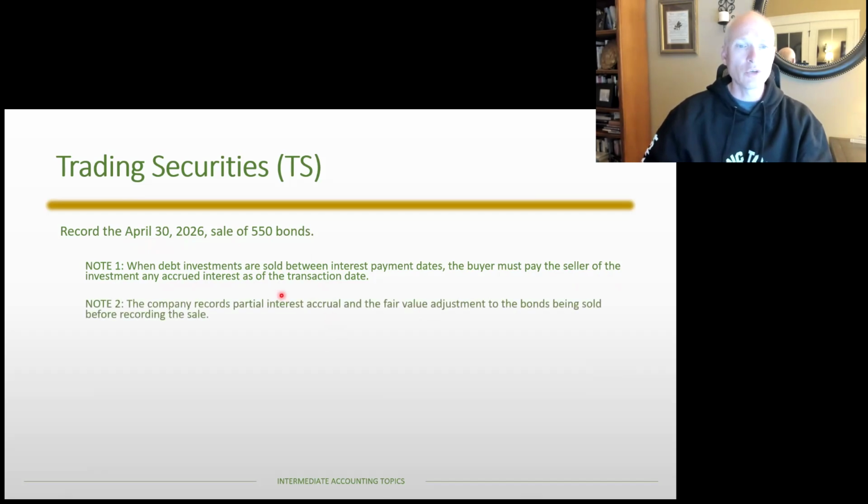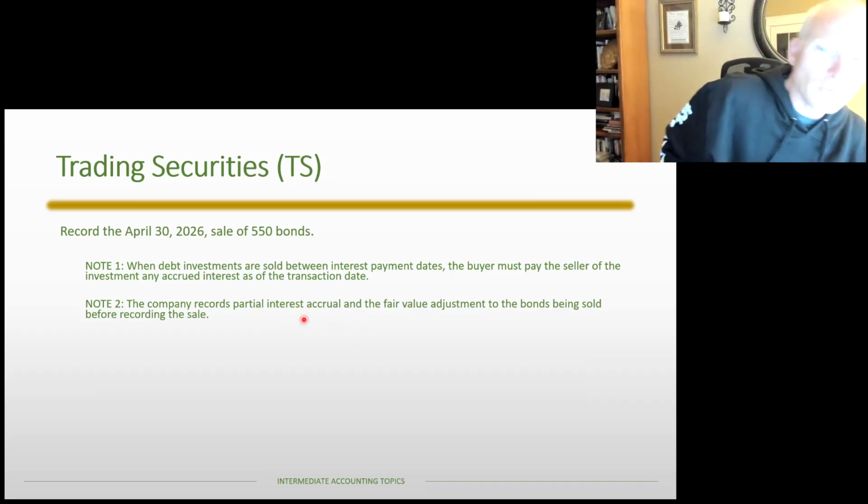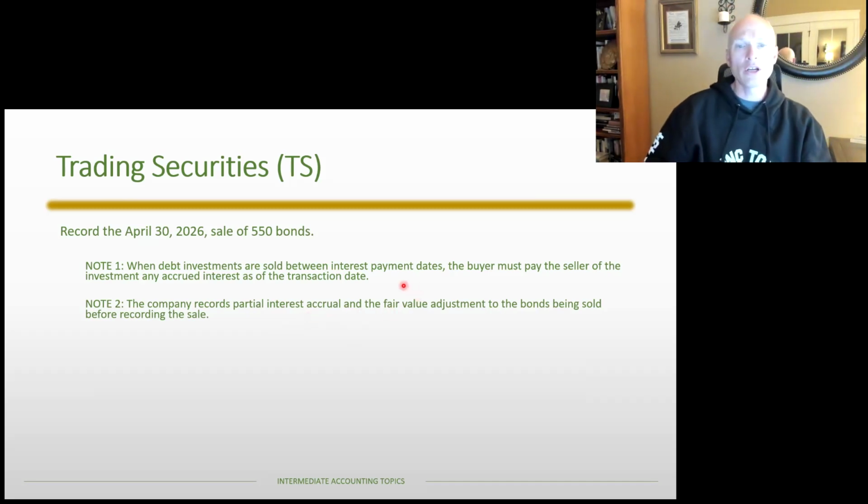The other thing is we do need to record any interest accrual. In other words, the interest revenue, we need to accrue that. There's going to be this amortization process that's going to be part of it as well. And then, of course, we are going to do a fair value adjustment for the ones that are being sold. Now, of all the transactions in this chapter, this is probably the one where I've seen the most variation in the way that it's executed, both in practice and in different textbooks.